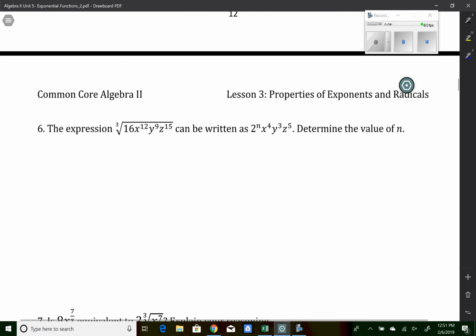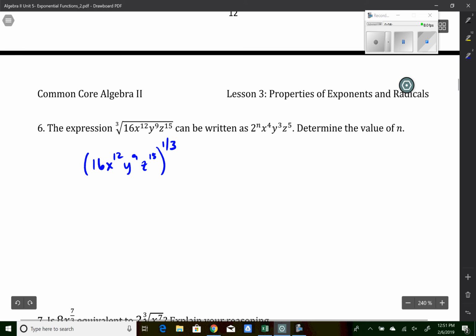Number 6 is a very similar but interesting problem, starting to get that idea of changing of bases, which we'll be talking about more in lesson number 4. So again, just like the last problem, I'm going to rewrite everything in the radicand, and then put it all this time to the 1/3 exponent again.